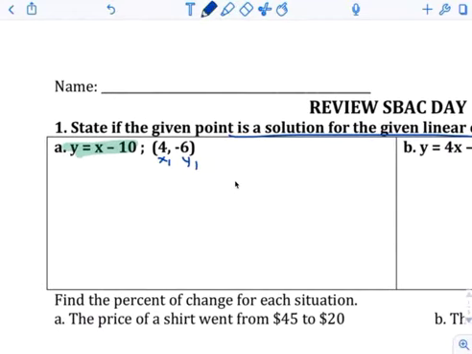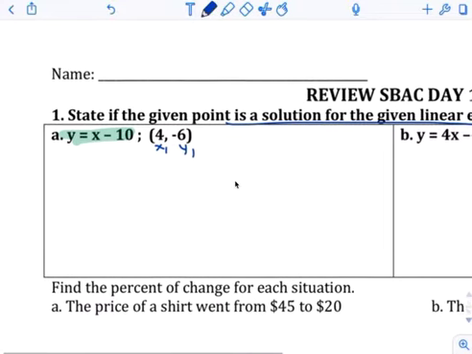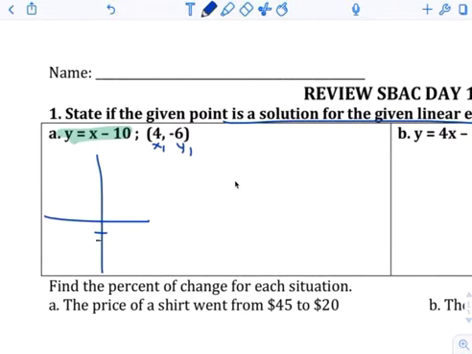You start out at -10. 1, 2, 3, 4, 5, 6, 7, 8, 9, 10. You go up 1 over 1, up 1 over 1. Is 4, -6 part of that line you drew in?